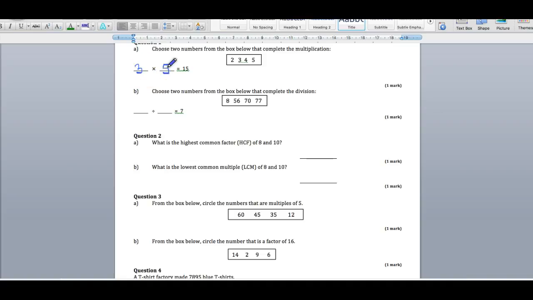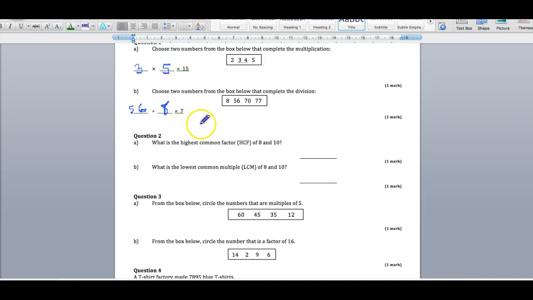Question B, choose two numbers from the box below to complete the division. Something divided by something equals 7. So the only answer for this one is 56 divided by 8 equals 7. I did see on a few papers these numbers around the wrong way. So 8 divided by 56 equals 7. That's not correct. Okay, so when you're doing a division, just think about whether it actually makes sense to you before moving on to the next question.